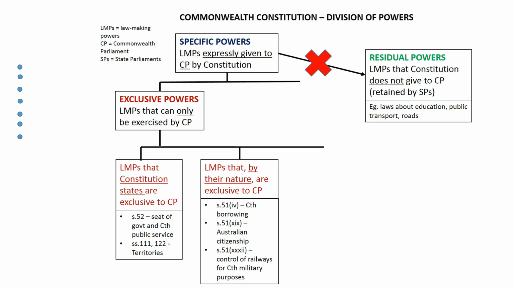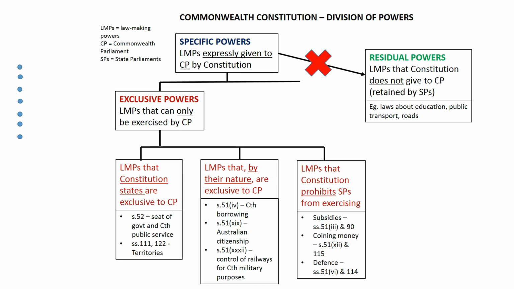That then brings us to the final type of exclusive power, which are lawmaking powers that the Constitution prohibits the state parliaments from exercising. Now, you have to be a little careful with these, because when we are identifying this type of exclusive power, we need to find firstly a section of the Constitution which gives the Commonwealth Parliament the power to make laws about these matters, and then we need to find a section of the Constitution that says, oh, and by the way, the state parliaments must not, that is, the state parliaments are prohibited from exercising that lawmaking power. So I've given you 3 examples on the slides.